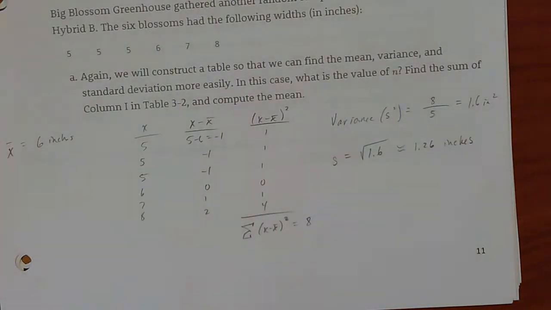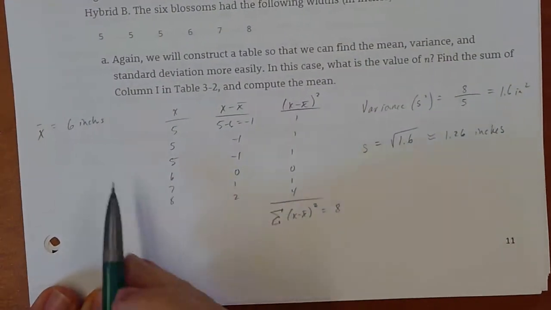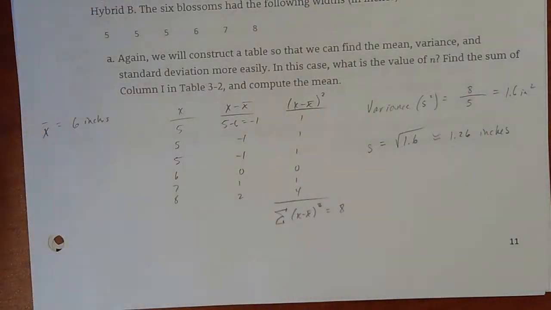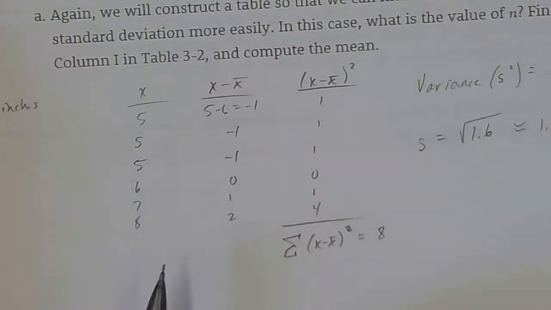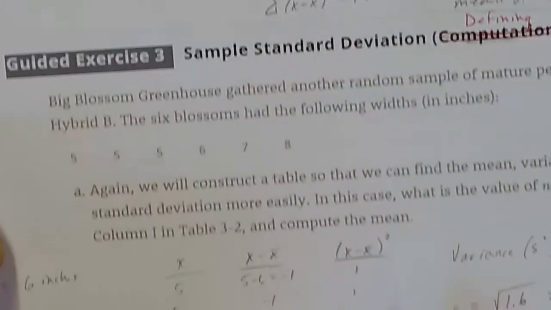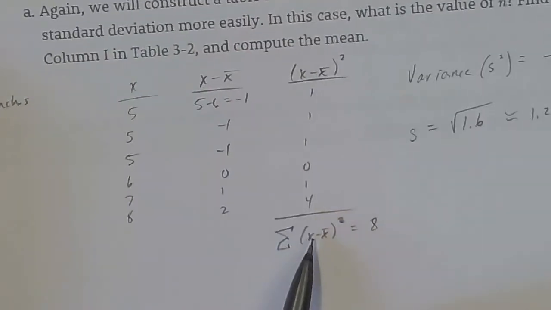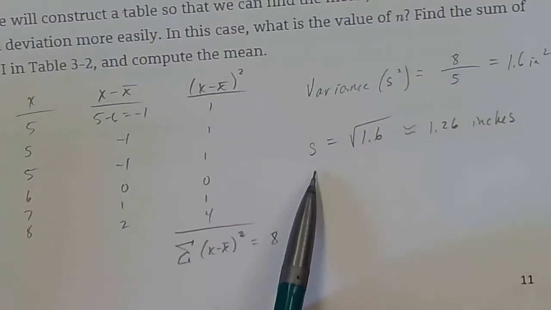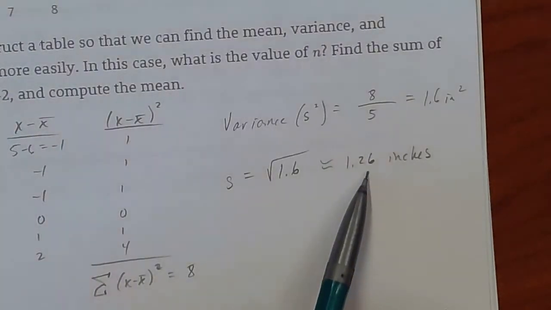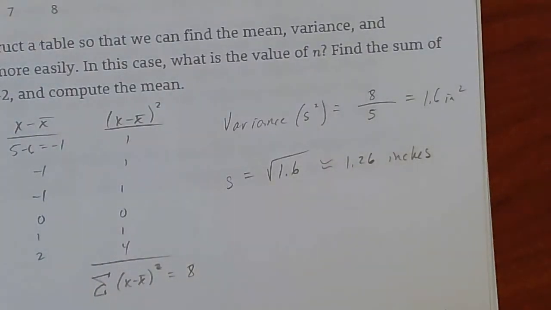Okay, here's the table. Had the same average diameter, 6 inches. Here's your deviations, much smaller this time. These deviations are much smaller magnitude than up there. So naturally, the square deviations are smaller, and so is the variance and the standard deviation. So we end up with 1.26 inches is the typical deviation from the middle.